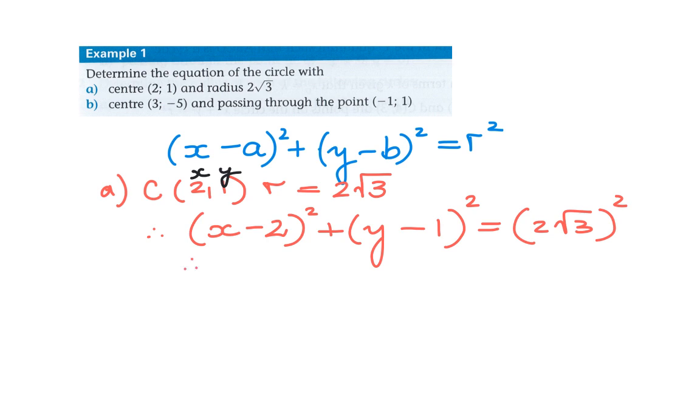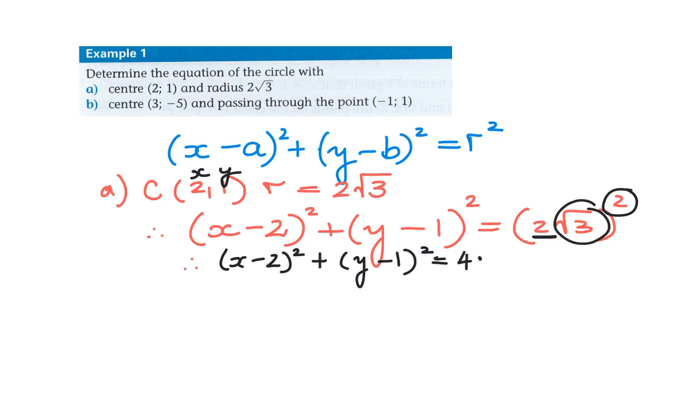Just to simplify the r value nicely, I've got (x minus 2) squared plus (y minus 1) squared is equal to... Now just be careful, if I'm squaring the 2 square root of 3, it will be 2 squared, which is 4, times square root of 3 squared, which is 3, so that gives us 12.